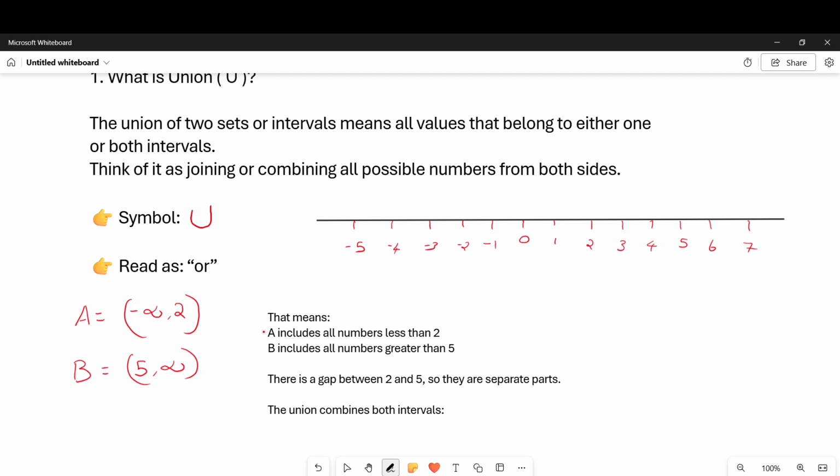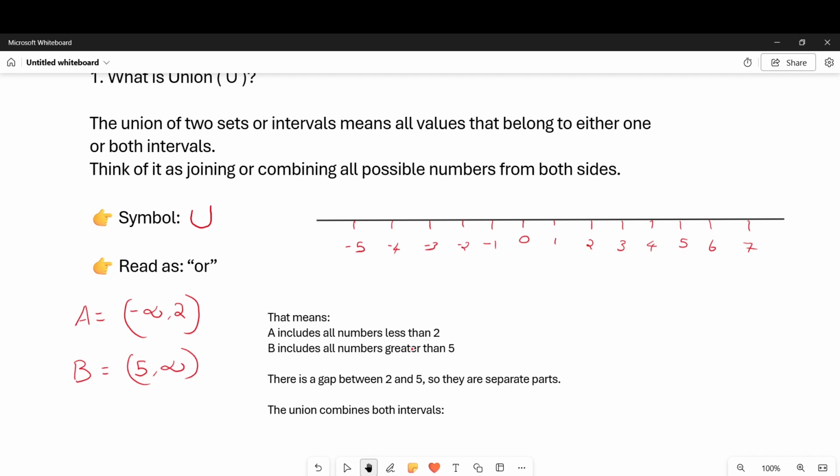See, all the numbers less than 2. Okay, what is the B? It is 5 comma infinity, with positive infinity in the open bracket. What does B mean? B includes all the numbers greater than 5. So A is the numbers not including 2, less than 2 down to minus infinity. B is not including 5, greater than 5 up to positive infinity.